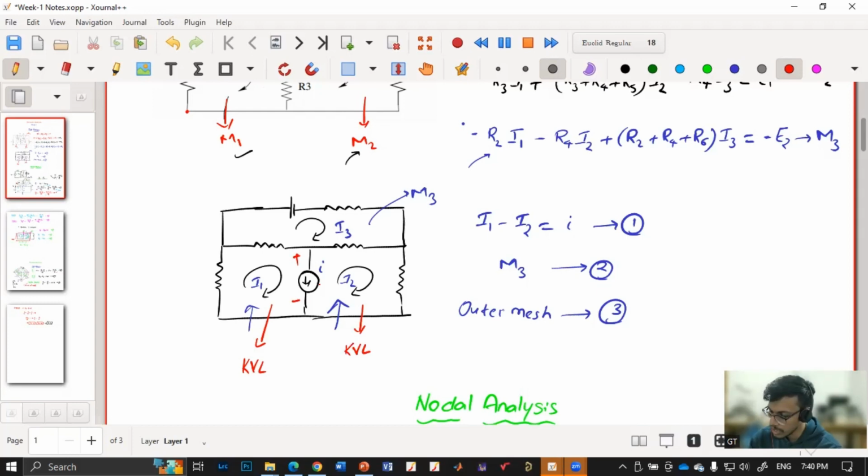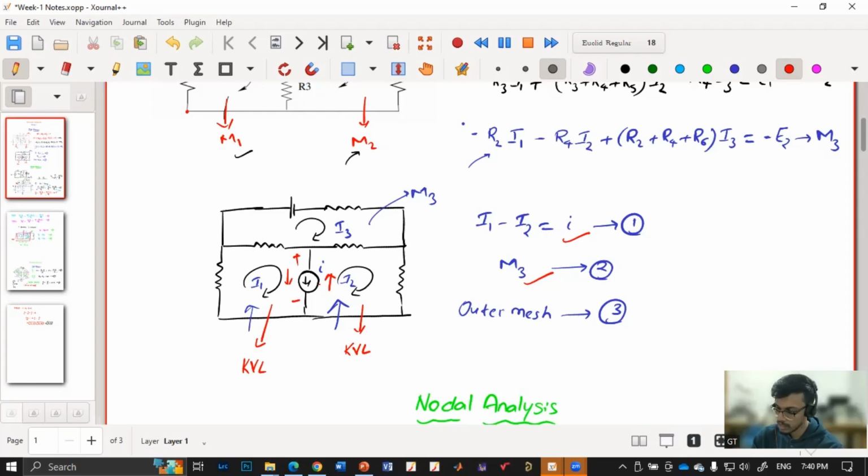However, I know that I1 minus I2. So I1 is flowing like this and I2 is flowing like this. So I1 minus I2 is I. So this is giving me one equation. And in the mesh analysis, I am getting another equation. So I am only getting 2 equations instead of 3 because there is a current source that is common for 2 meshes, which is not allowing me to apply KVL. So in such case, I'll have to get another equation to get 3 equations to solve for 3 unknowns.